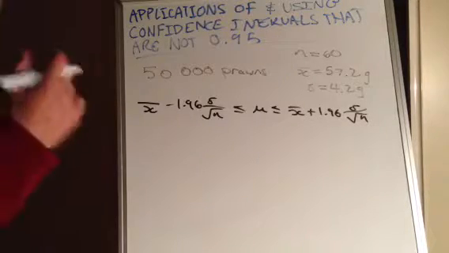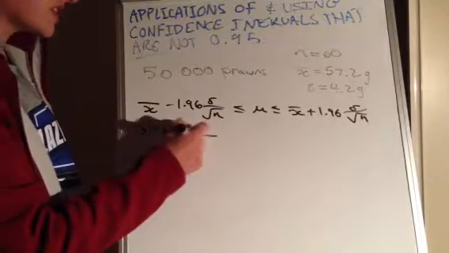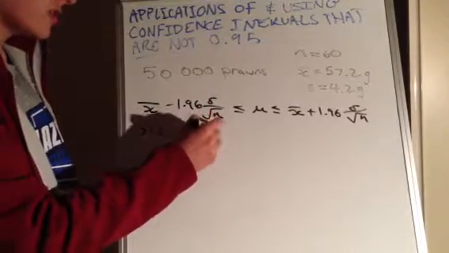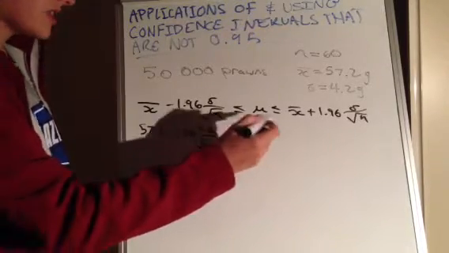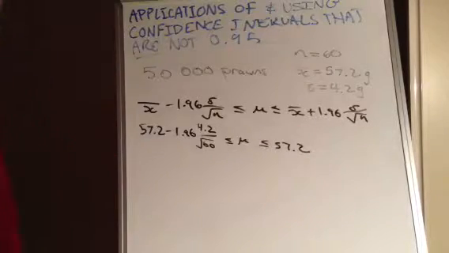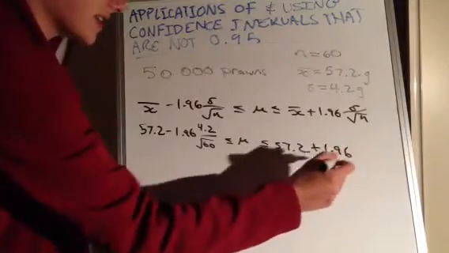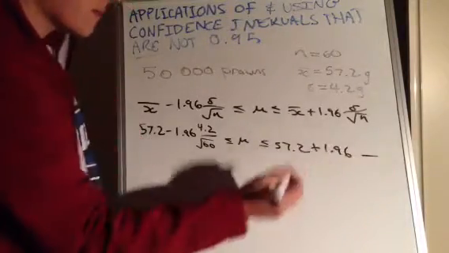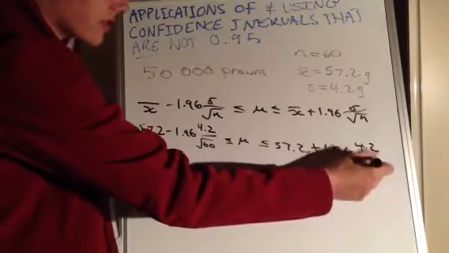So the sample mean is obviously 57.2 grams. Take 1.96 sigma, sigma being 4.2, over square root 60, less than mu, less than x bar, 57.2, plus 1.96 sigma, and sigma is of course 4.2, over square root of 60.